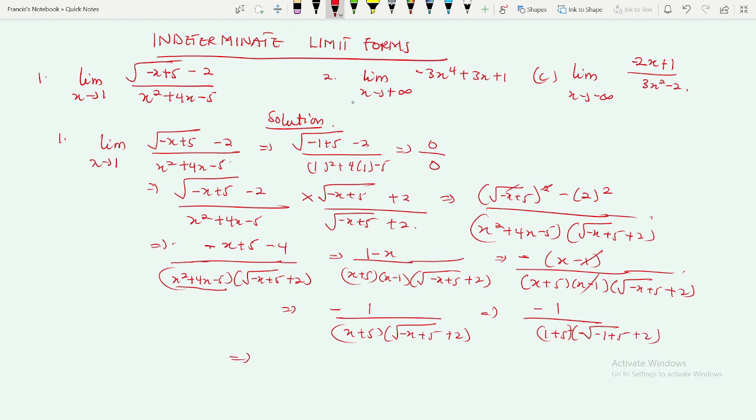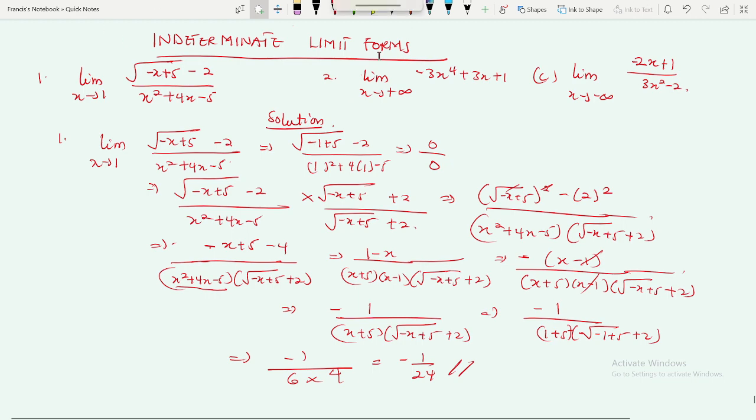So you realize that I'll get negative 1 over the expression. 1 plus 5 is 6, right? 6 times. Then within the square root, I have negative 1 plus 5, which is 4. Square root of 4 is 2. Then 2 plus 2 is 4, right? So I'll simply get negative 1 over 24 as my limit. That's all. Let's see our second problem.